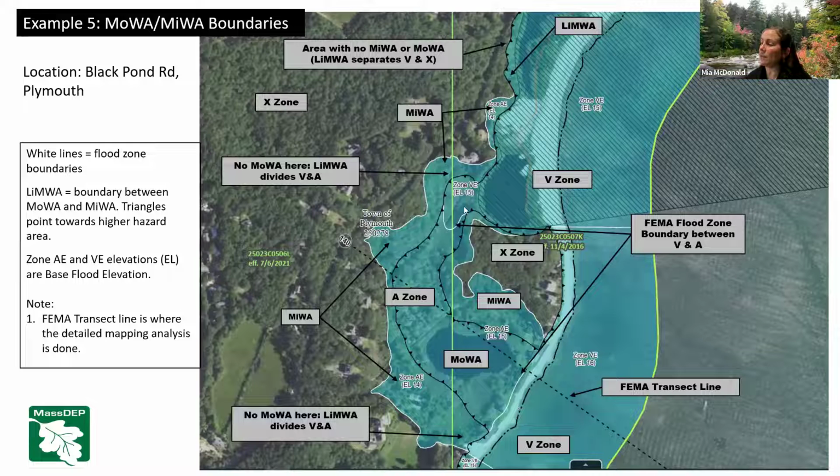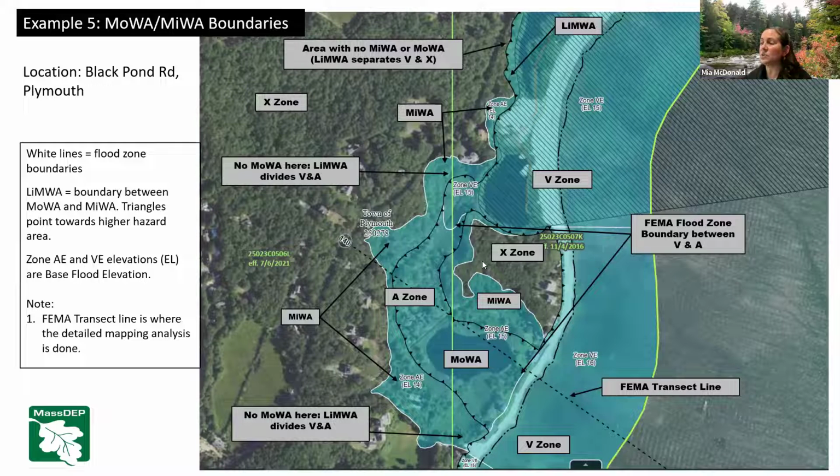In the middle, we're left with this sort of crescent of an A zone with a LiMWA separating the A zone. So we have this LiMWA pointing towards the middle. We know that the triangles are pointing towards the higher hazard area, and it's dividing the A zone. We know that it's pointing towards the MoWA and dividing the LiMWA from the MoWA.